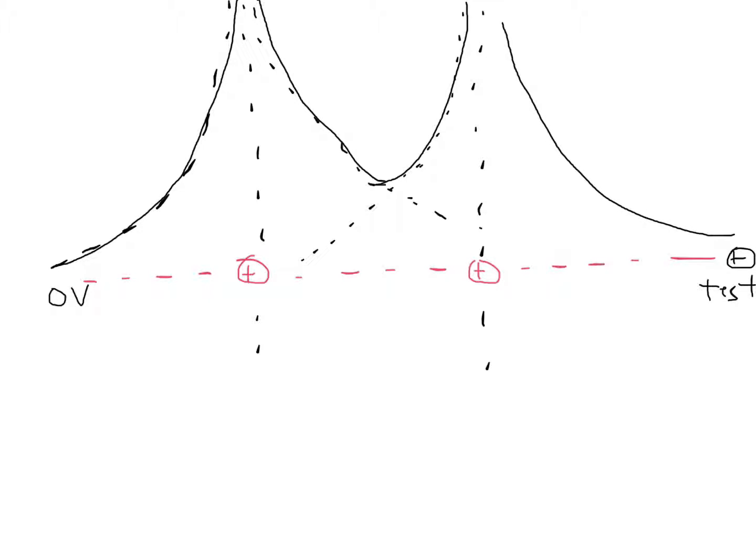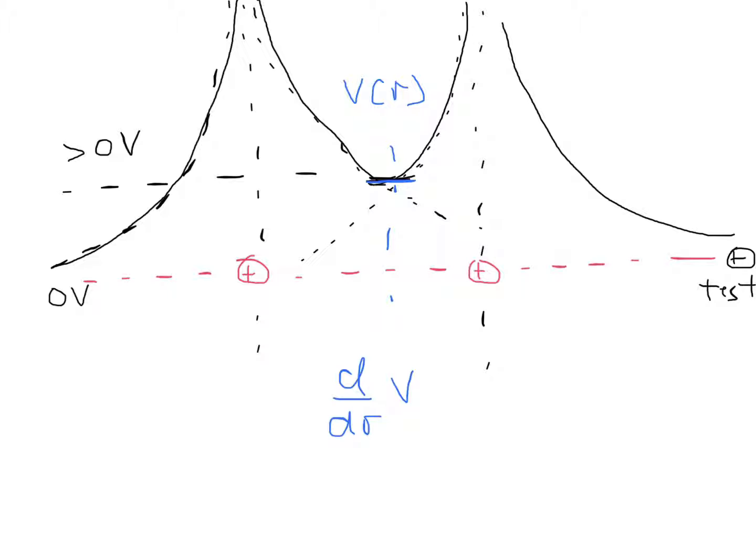This is 0 potential, but this level here is larger than 0. You notice that in the middle here, the potential V of r is flat. It has a nadir. So if we take the differentiation d dr of V at that point, we will get 0. And that makes perfect sense, because that means that the electric field at that point is 0.